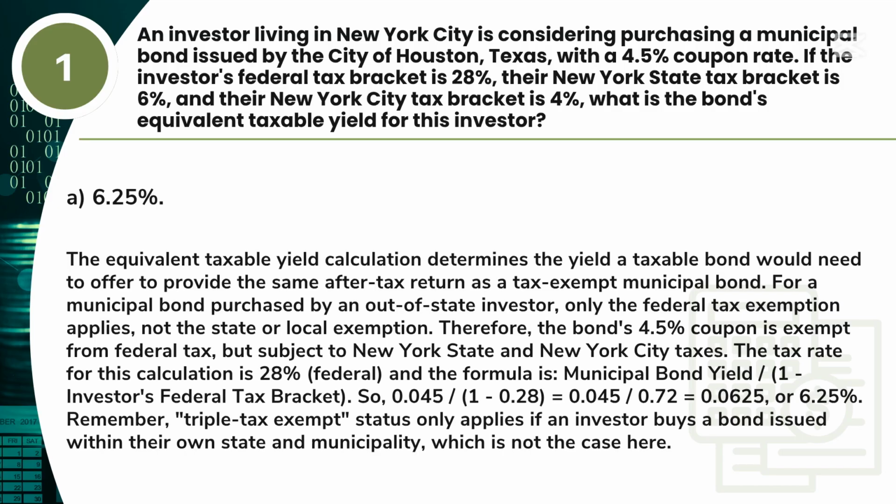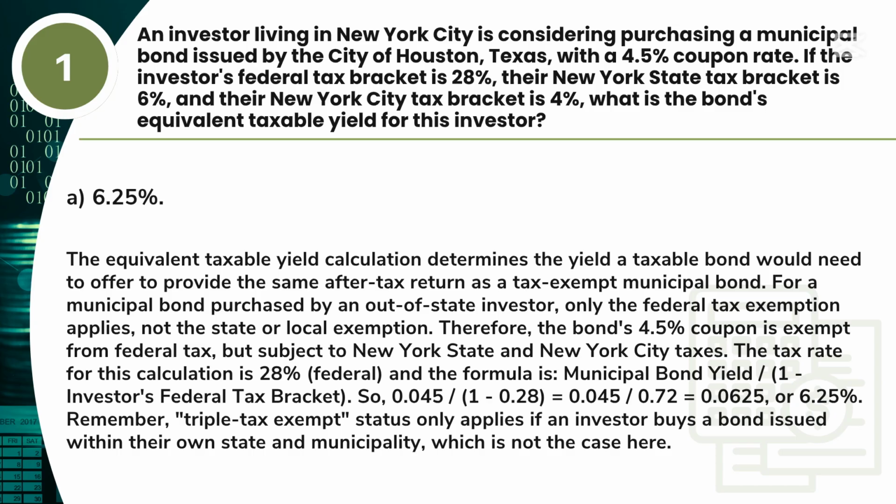Answer: A. 6.25%. The equivalent taxable yield calculation determines the yield a taxable bond would need to offer to provide the same after-tax return as a tax-exempt municipal bond. For a municipal bond purchased by an out-of-state investor, only the federal tax exemption applies, not the state or local exemption. Therefore, the bond's 4.5% coupon is exempt from federal tax, but subject to New York State and New York City taxes.